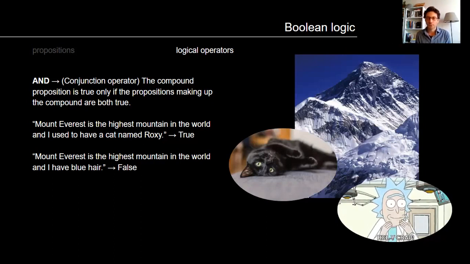Okay, look at the second example. Mount Everest is the highest mountain in the world, and I have blue hair. So the first part of this compound proposition is true. It's true that Mount Everest is the highest mountain in the world, but the second part is false. I do not, as you can see, have blue hair, or as you can see in the picture, I'm not that person who has the blue hair. So this compound proposition is false because it doesn't fulfill the condition at the top left of this slide. We need both of the propositions that are connected by and to be true. Here we have only one of them true, that Mount Everest is the highest mountain in the world. I don't have blue hair, so this compound proposition is not true.